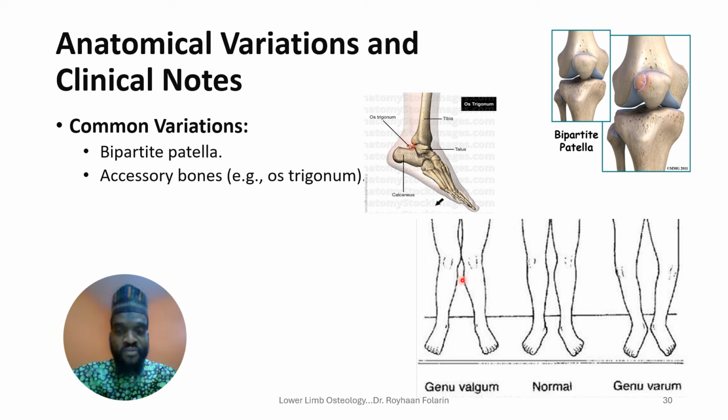So genu valgum here means it's angulating, it's opening up outside, so to speak. So there is an increase in angulation. Remember, coxa valga is when you have an increased angulation, so more like there is a widening of the space you have between the neck of the femur and the shaft of the femur. So when it widens, that is valga, coxa valga.